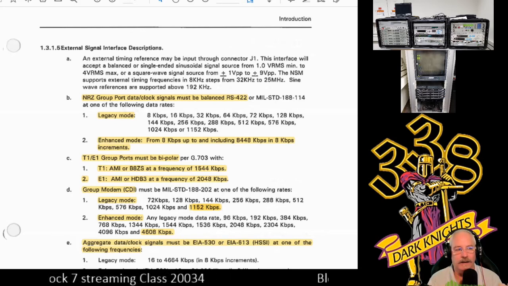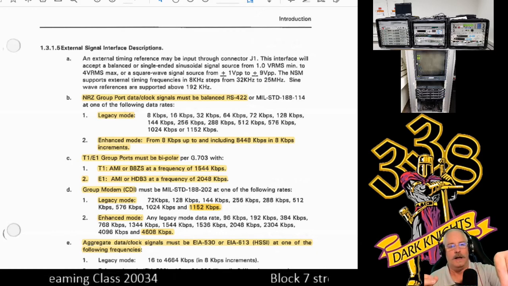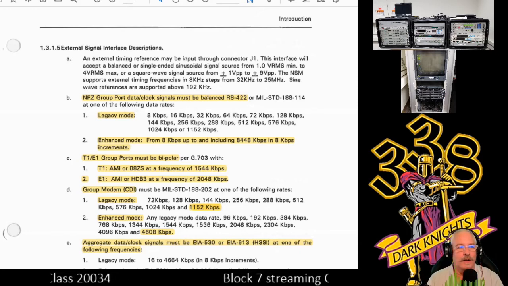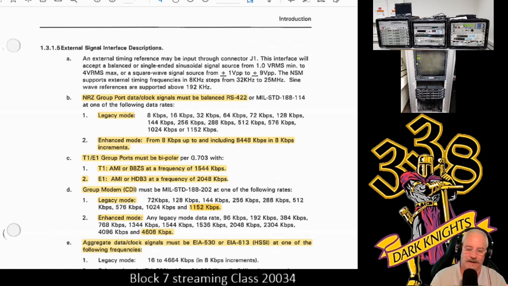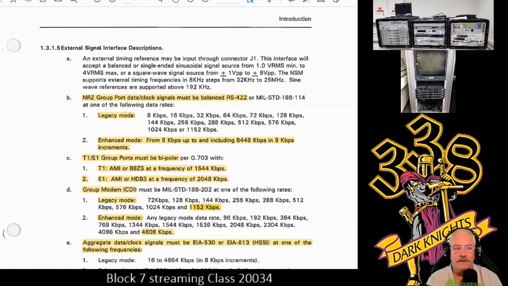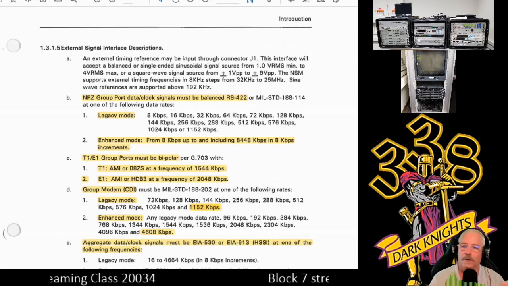Now let me explain those two. The T1, which is the Bravo 8 Zulu Sierra, is a North American T1 line. With E1, the Hotel Delta Bravo 3, it is a European or Japanese line. So you can use this equipment overseas. Delta, which is group modem, better known as CDI, you have two different standards, which is legacy and enhanced, so you can operate the old equipment with the new equipment.